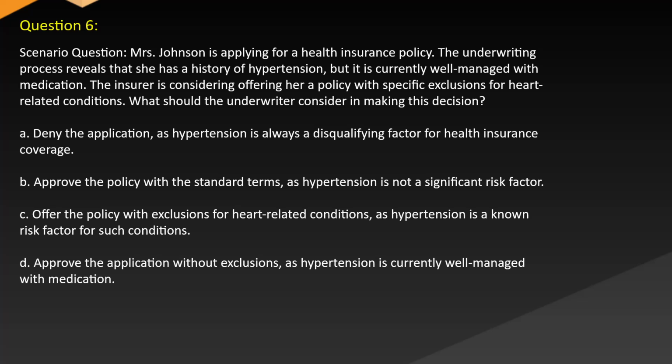A. Deny the application, as hypertension is always a disqualifying factor for health insurance coverage. B. Approve the policy with the standard terms, as hypertension is not a significant risk factor. C. Offer the policy with exclusions for heart-related conditions, as hypertension is a known risk factor for such conditions. D. Approve the application without exclusions, as hypertension is currently well managed with medication.